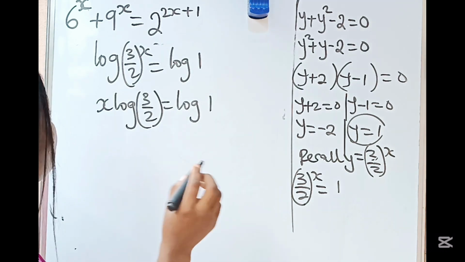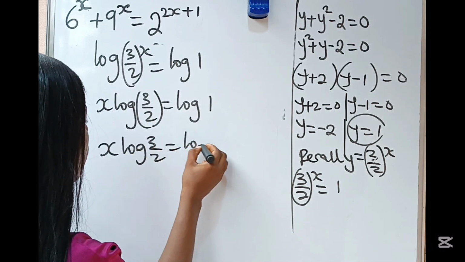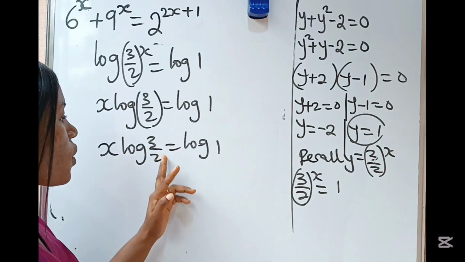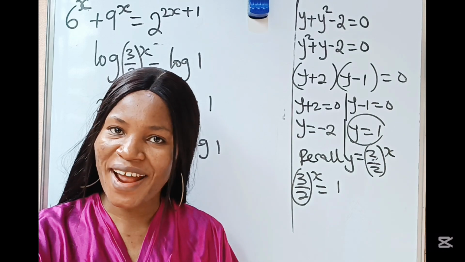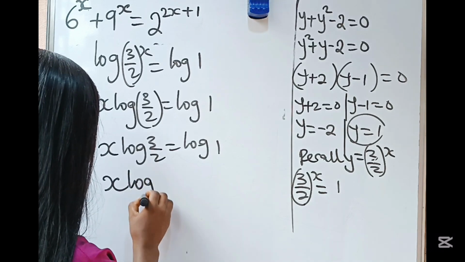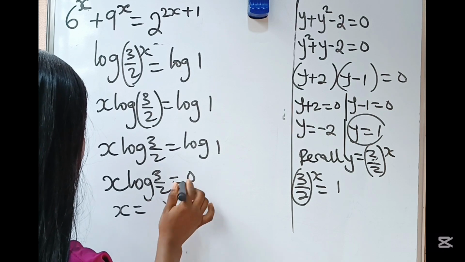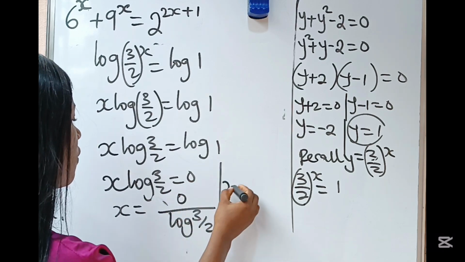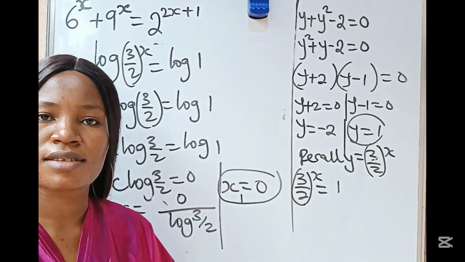Therefore we have x log 3 over 2 is equal to log 1. Now we are going to divide both sides of this equation by log 3 over 2. But first, recall that log 1 is equal to 0. Yes, log 1 is equal to 0. So we have x log 3 over 2 is equal to 0. So our x is equal to 0 divided by log 3 over 2, and 0 divided by anything is 0. Therefore, the first value of our x is 0.